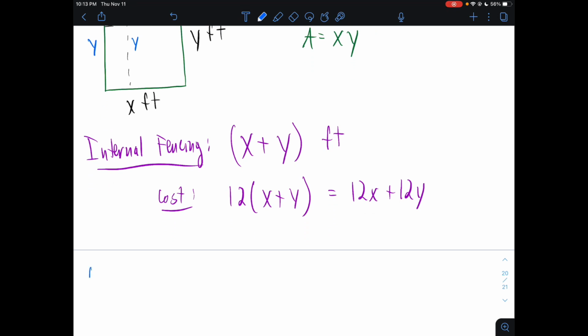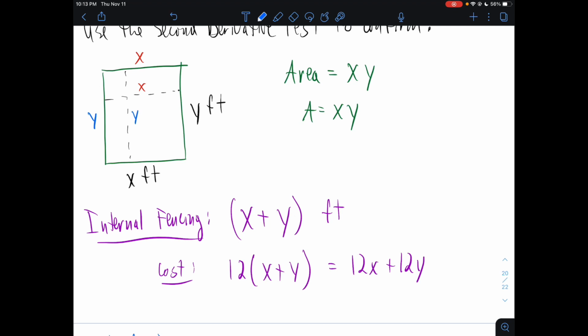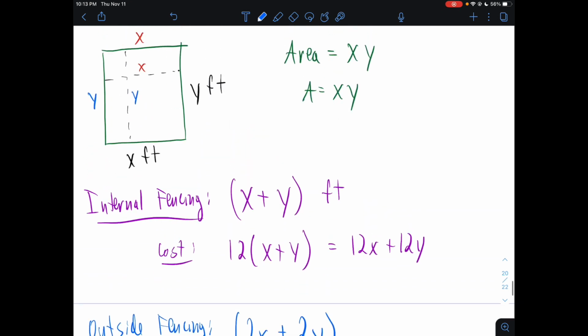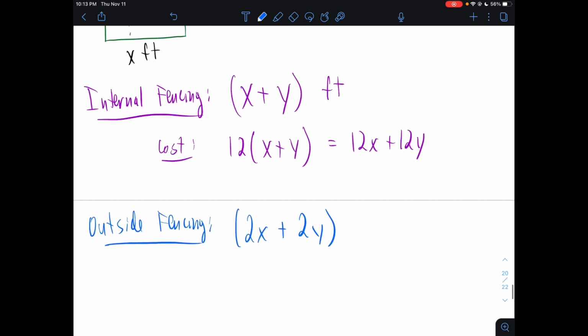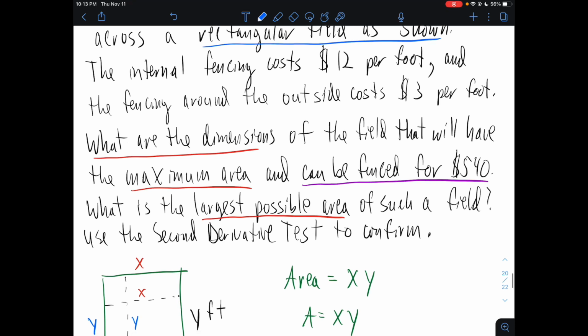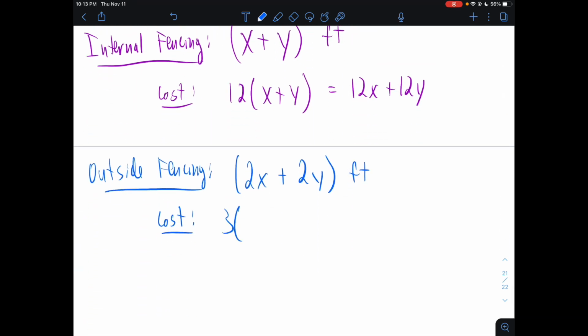In the same way, for the outside fencing, how many feet do we have? Well, that would be the sum of the four sides around the field, which would be 2x plus 2y, because I see that I have two sides that are y on the outside and two sides that are x on the outside, feet. And the cost for the outside fencing is $3 per foot. So $3 times the total amount of fencing that I have, 3 times 2x plus 2y, which is 6x plus 6y.